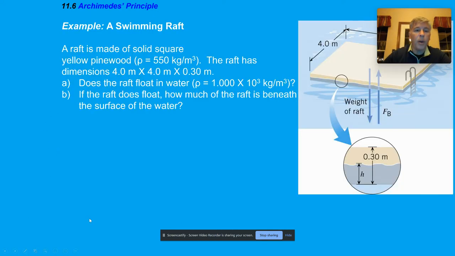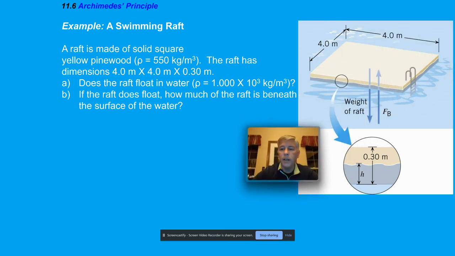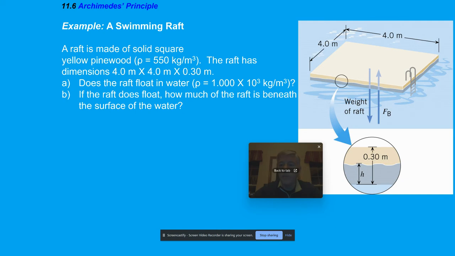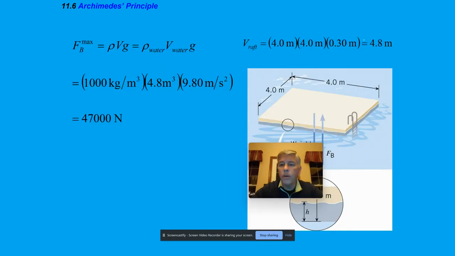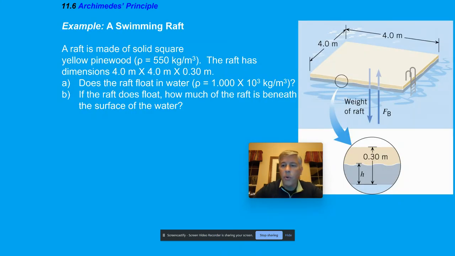So this is my final problem here. We're going to try this raft situation. The raft is made out of solid yellow pine wood, so it has a density of 550 kilograms per cubic meter. The raft has dimensions of 4 times 4 times 0.3. So those are the dimensions over here. So it's 4 by 4 by 0.3 is the whole thing.